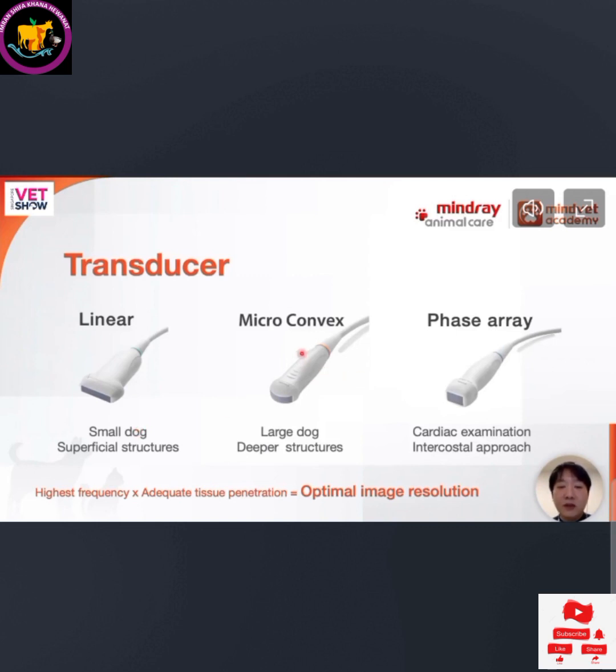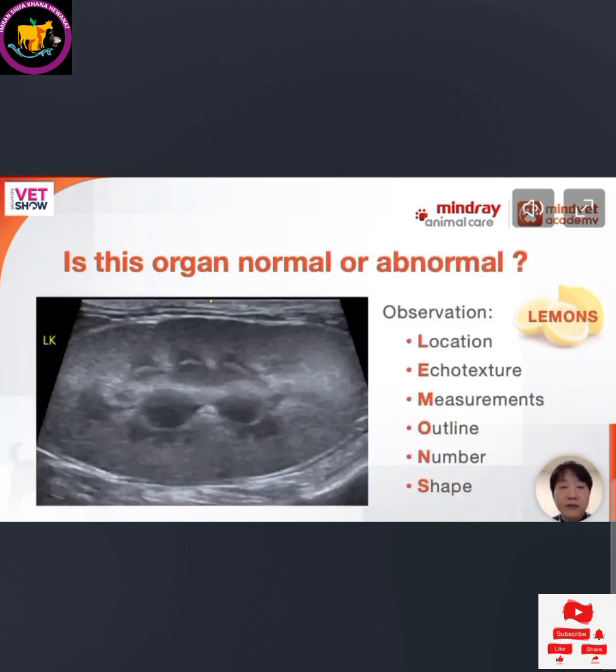Therefore, the curved linear probe, which has a lower frequency, is more suitable for imaging deeper tissue or large animals, while phased array probes are typically used for cardiac examination. The key point in choosing a transducer is to use the highest frequency that provides adequate tissue penetration for optimal image resolution.